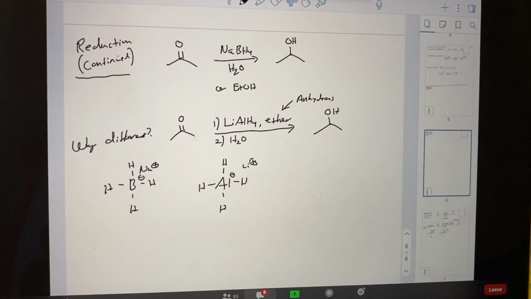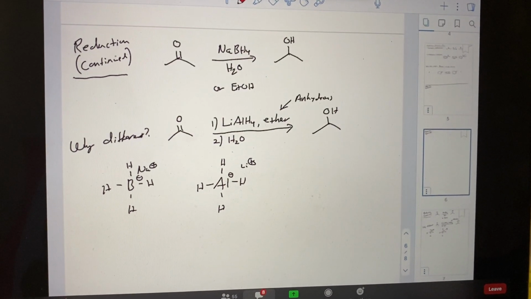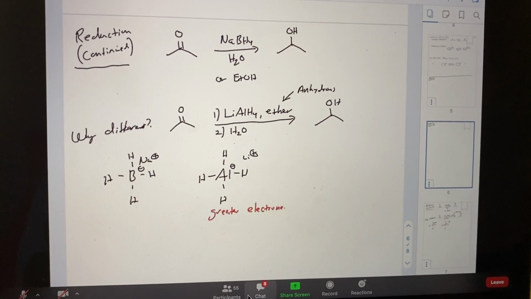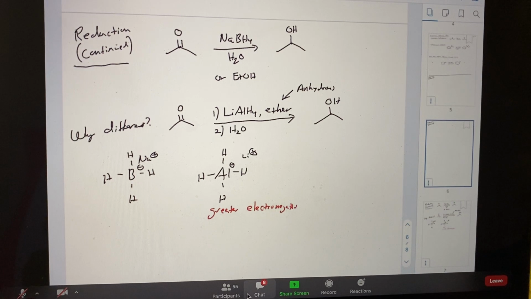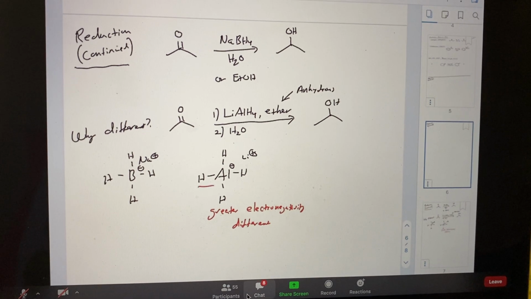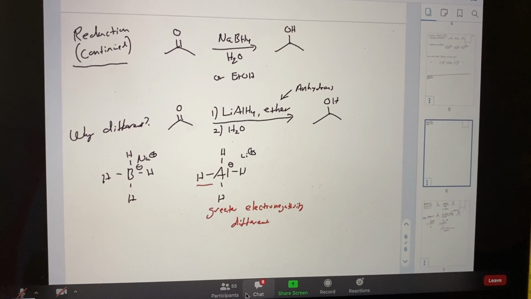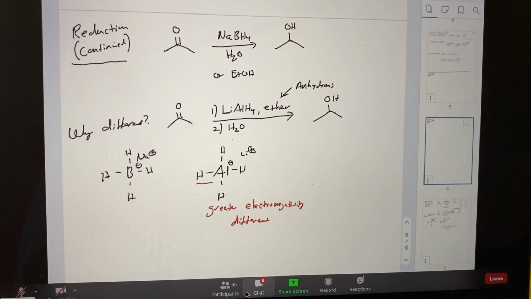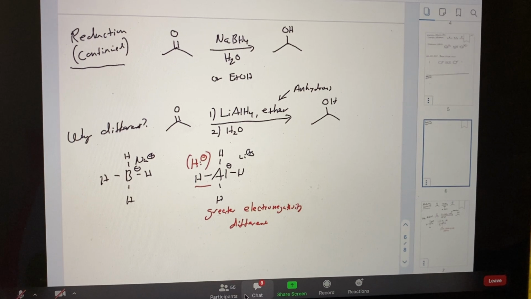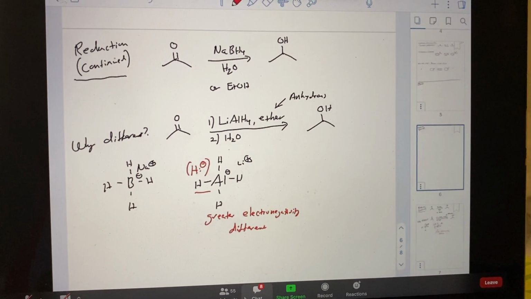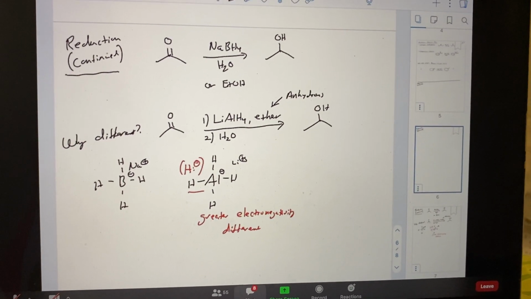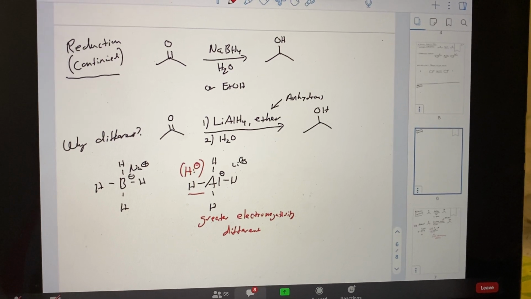Same idea here, is that there's a greater electronegativity difference between aluminum and hydrogen here compared to the boron and the hydrogen. What this does is it makes this species much more like the hydride, H-. That's what we really want. That's what it's supplying. And the more it's like a true H-, the more reactive it's going to be. So that's the reason why lithium aluminum hydride, the one on the right here, is more reactive than the sodium borohydride.